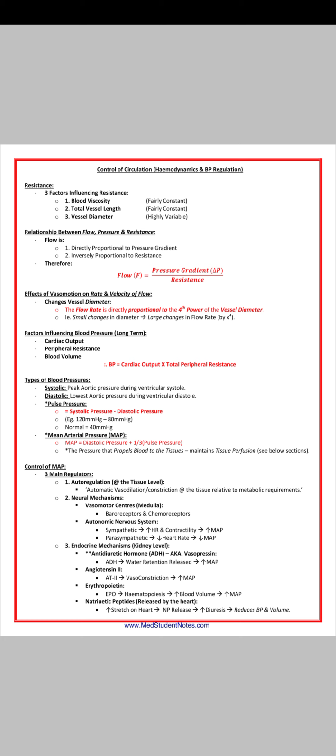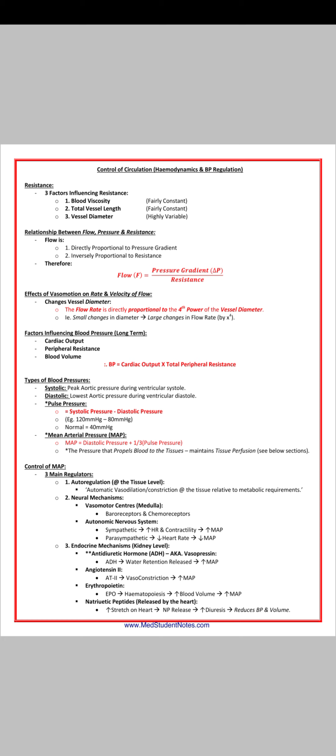So how do we find the mean value of arterial pressure? We need to find the diastolic pressure plus 1/3 of pulse pressure. How do we find pulse pressure? Systolic pressure minus diastolic pressure.